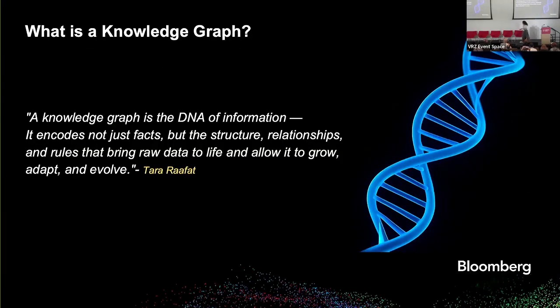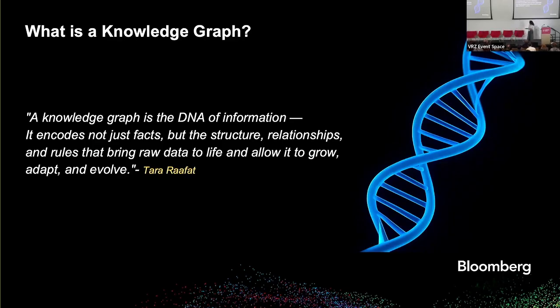So let's start with what is a knowledge graph. I'm sure all of you sitting here know very well what a knowledge graph is, so I just like this analogy. It's really like a DNA of information. It encodes not just the facts, but also the relationships between them and the rules that allow the data to really grow, adapt, and evolve. The same way biological DNA works.